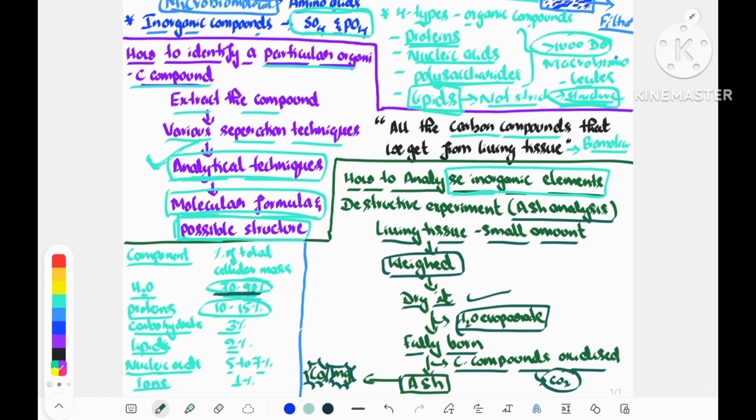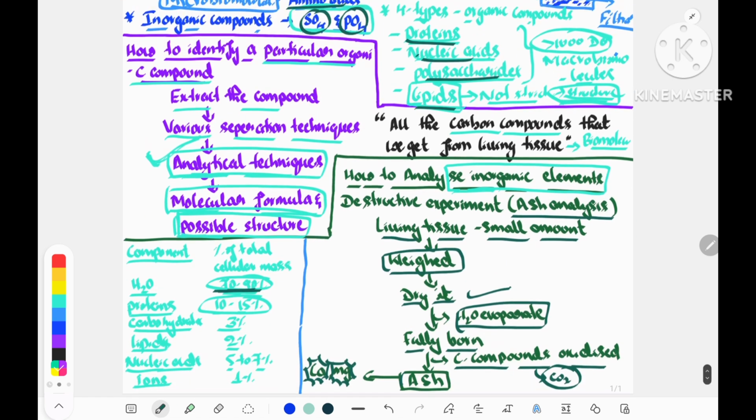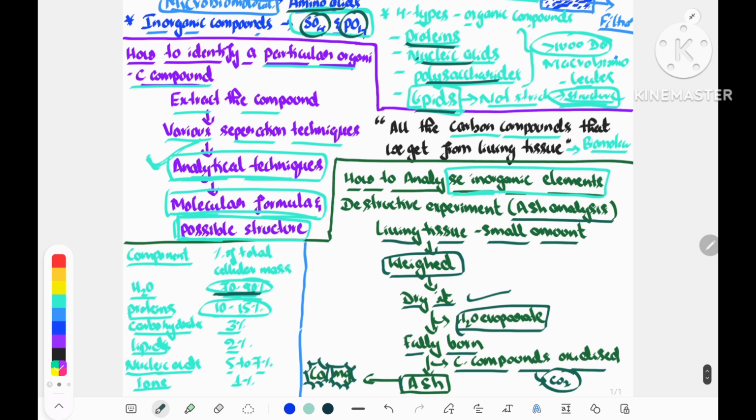It contains both organic compounds and inorganic compounds. The organic compound list goes like this: simple sugars, nucleotides, amino acids, proteins, nucleic acids, polysaccharides, lipids. And the inorganic compound list goes like this: sulfates, phosphate, calcium, magnesium, and so on. So this is all about the introductory part of biomolecules. In the next class, let us discuss in detail amino acids, simple sugars, lipids, and more.